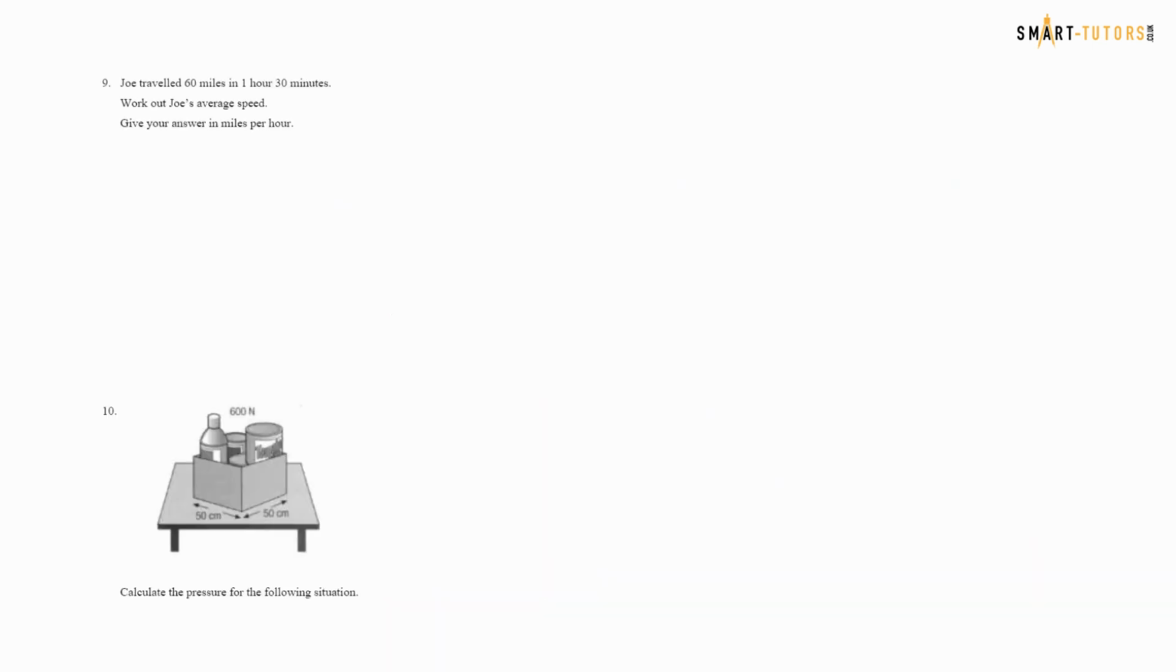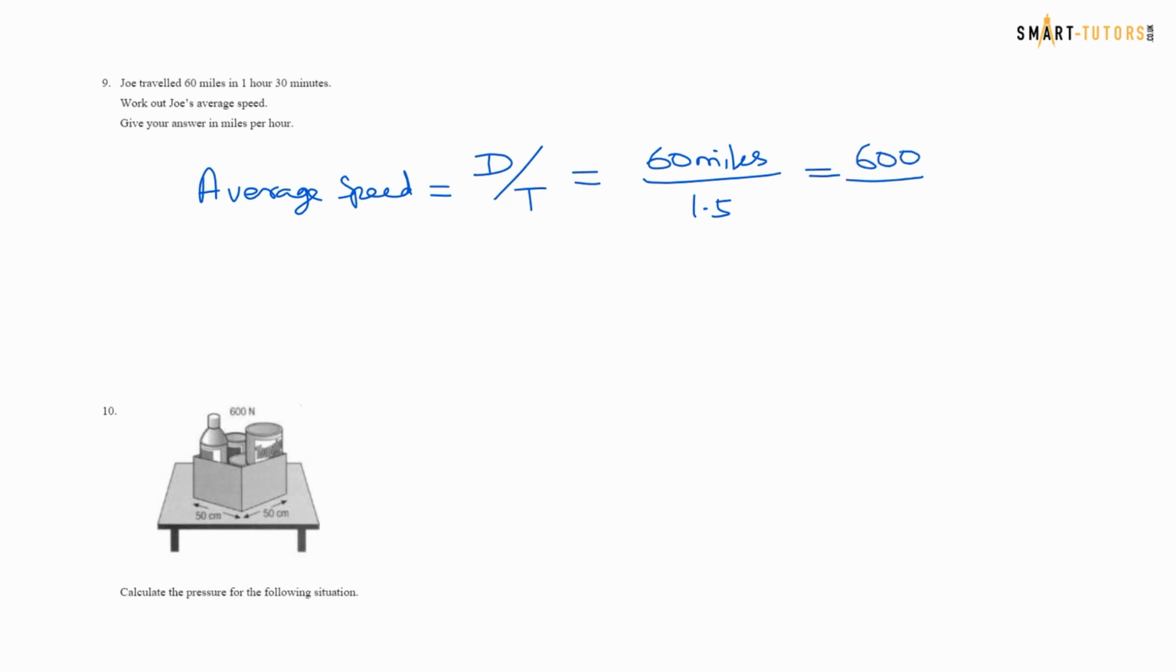So question number 9. Joe traveled 60 miles in 1.5 hours. Work out Joe's average speed. So average speed equals distance over time. Distance is 60 miles over 1.5. So this is going to be 600 over 15. This is going to be 40 miles per hour. So that is the answer for question number 9.